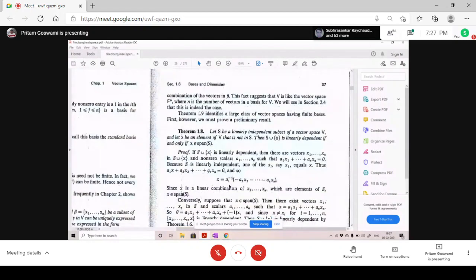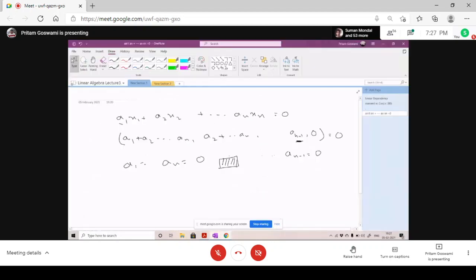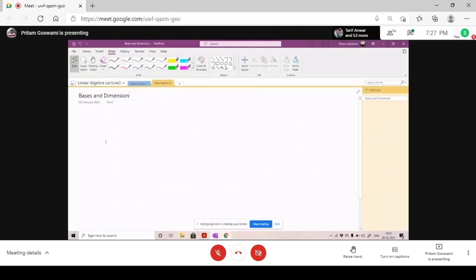Yes, sir. Okay. Now can you tell me a basis for, suppose I'm giving you the vector space of 2 cross 2 matrices over R, the real numbers? Can you give me a basis? Yes, sir. It has four vectors.